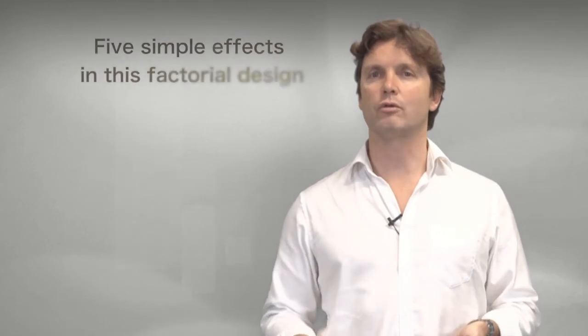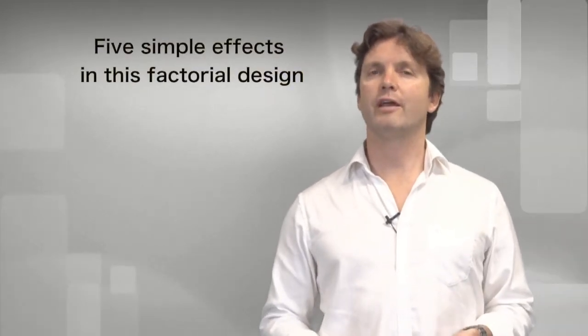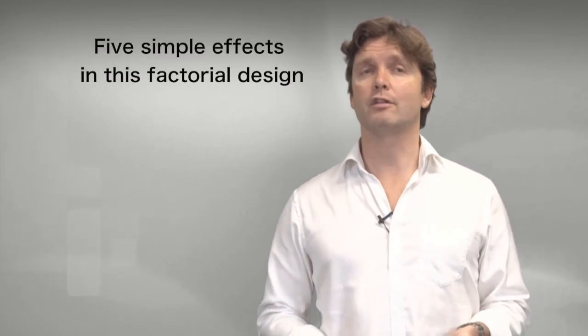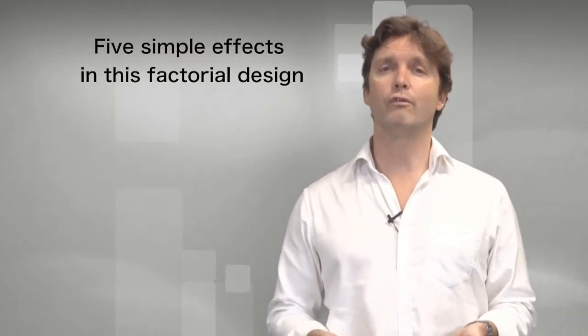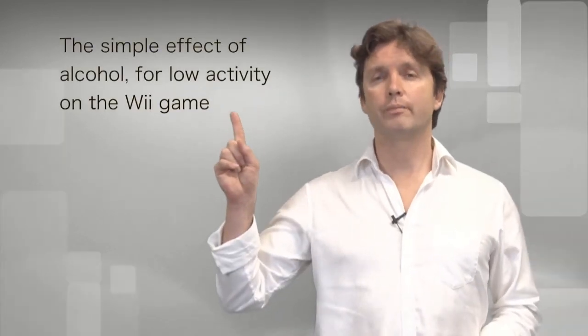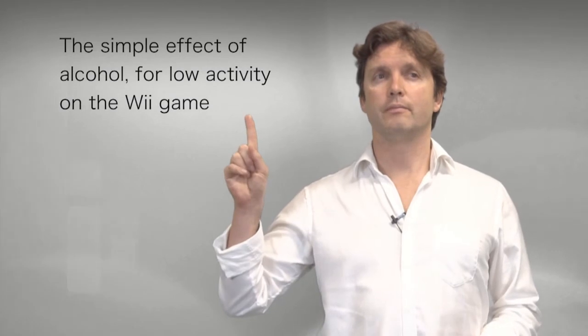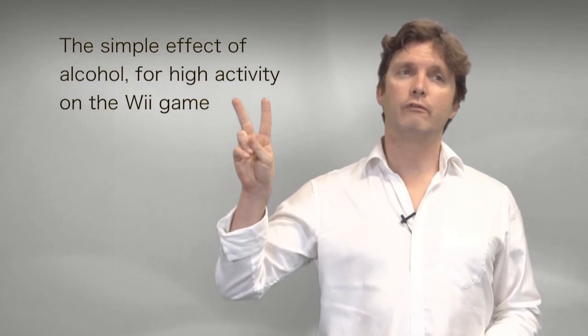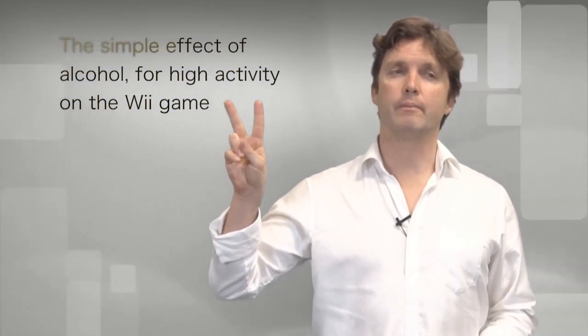Now, where to from here? Well, in this lecture I've talked previously about family-wise error and the rationale for using simple effects. As mentioned previously, there are 5 possible simple effects in this factorial design. These simple effects are, in effect, one-way ANOVAs, except that they use the error term from the full factorial design. We've got the simple effect of alcohol for the low activity on the Wii game. We've got the simple effect of alcohol for the high activity on the Wii game.